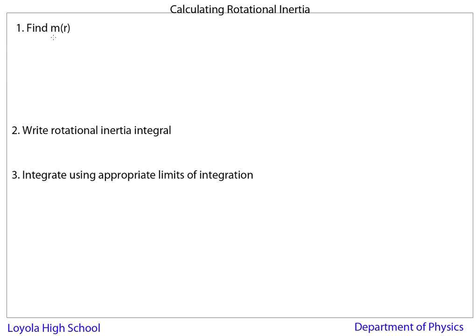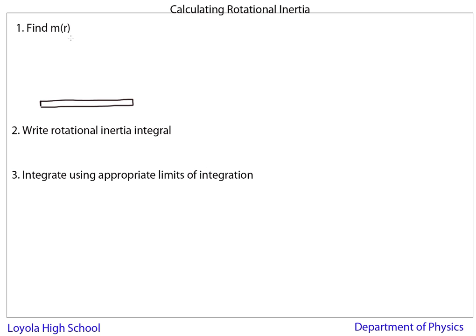It's a three-step process. I'm going to walk you through it. I'm going to take an example of a ruler, and we want to spin it around the center, around the halfway mark. For that situation, we want to find the rotational inertia of it. So how is that done?